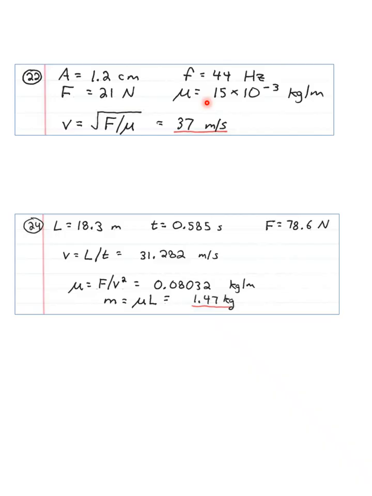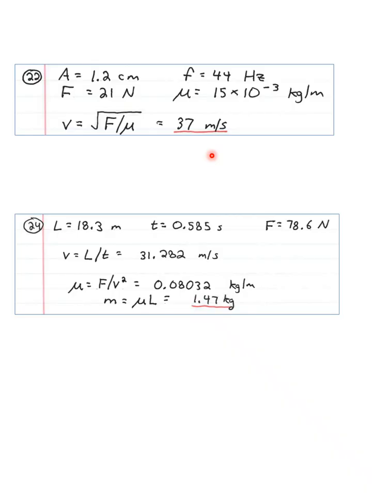And if you look at the formula, it doesn't matter what the amplitude is, what the frequency is. All that matters is the tension force over mu. Just make sure you get it in MKS units. So 21 newtons over 15 times 10 to the negative 3 kilograms per meter, and we get 37 meters per second.